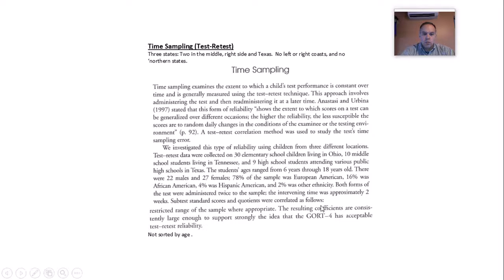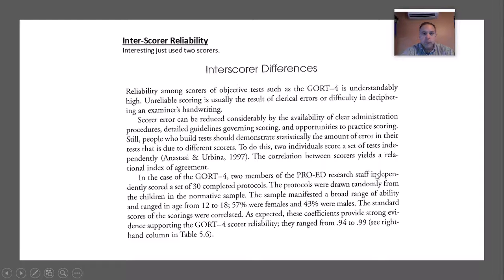So the resulting coefficients are consistently large enough to support strongly the idea that the GORT-4 has acceptable test-retest reliability. That was the end result of the data that was presented. So according to them, they did a good job. Inter-scorer differences. I thought this was interesting because they just used 2 scorers.